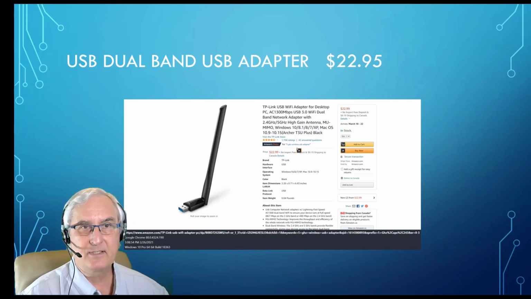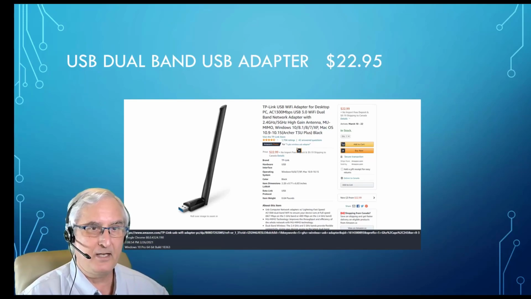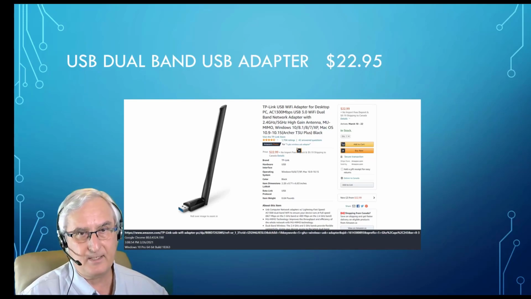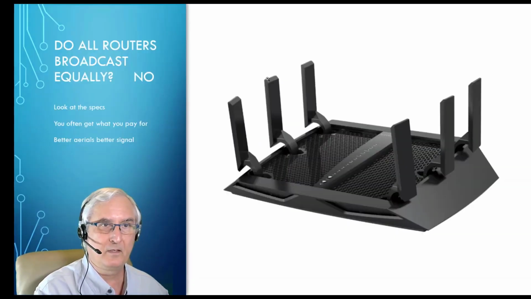And this is a USB dual band adapter. This was $22.95 on Amazon. And you can just plug this into the USB port and you'll be able to receive a 5 gigahertz signal. These are readily available and not expensive.